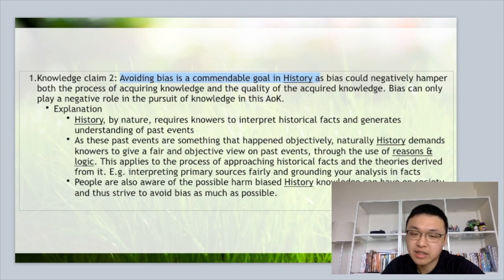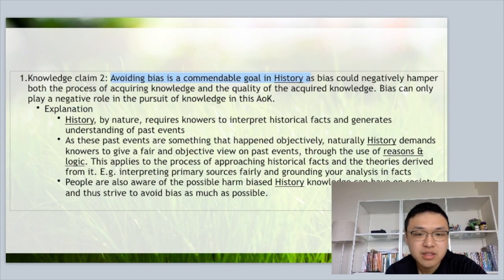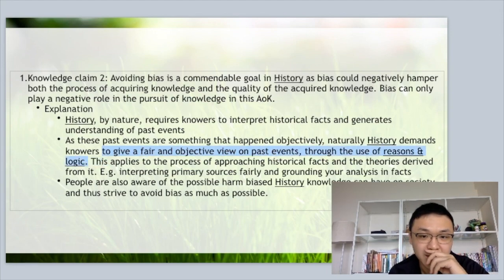So in this knowledge claim, we're against bias, right? So basically the point here is that history by nature requires knowers to interpret historical fact and generate a reasonable understanding of past events, right? Past events are something that happened objectively, like there's a truth. Something happened in the past, right? So history demands knowers to give a fair and objective view of past events through the use of reason and knowledge, these two ways of knowing, right?